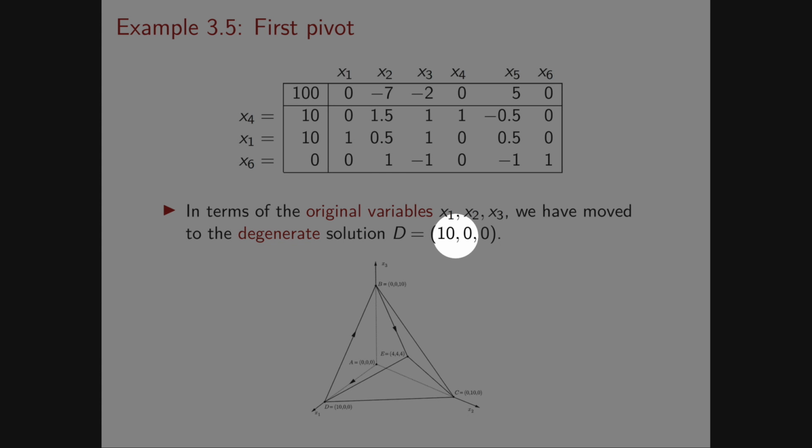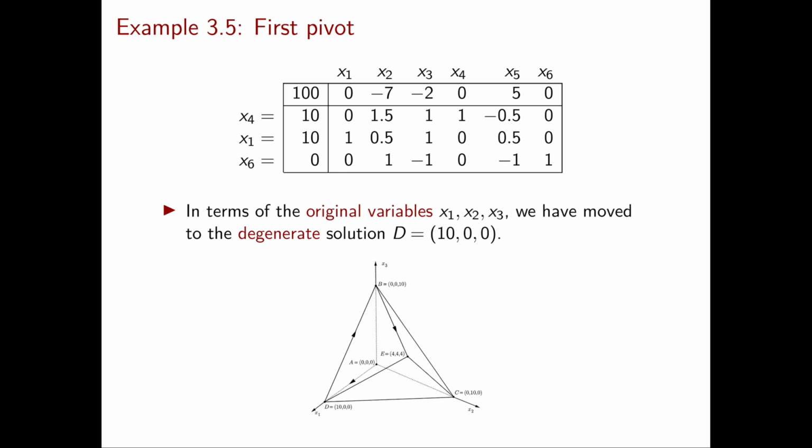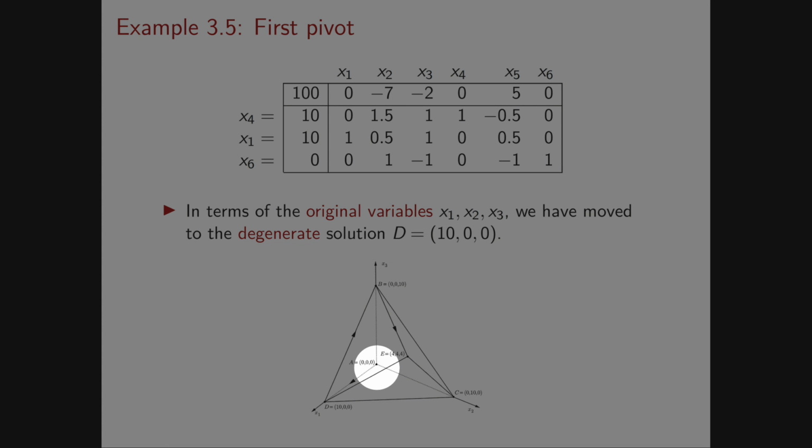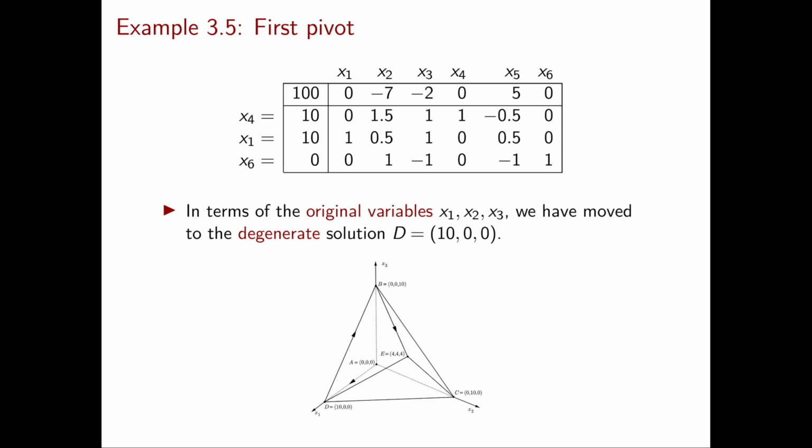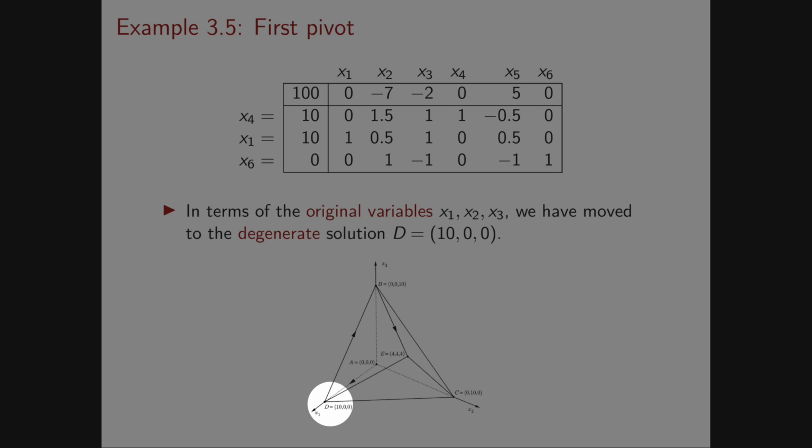(10, 0, 0) is the vector that was called d in the original picture, so here it is. And now we can see geometrically the pivot that we performed. In fact, we started from the basic feasible solution (0, 0, 0), and we moved along an edge of the polyhedron to the new basic feasible solution (10, 0, 0).